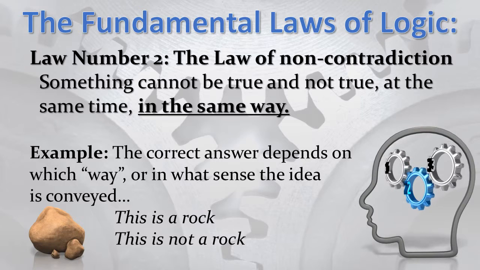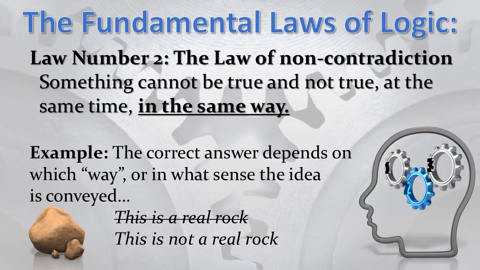If two possible statements are given, such as, this is a rock, and this is not a rock, and they are referring to what this image represents, then it is a rock is correct. If the two statements are referring to whether the image itself is actually a literal rock, then it is not a rock is correct. The intent of the statement, or the way or sense in which it was intended, determines which answer is correct.